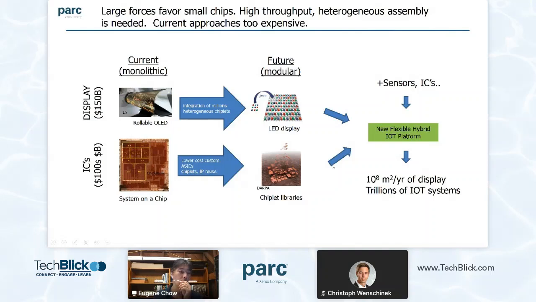And so the big vision, the big trends we see are eventual mergers of these technologies, where more and more sensors and computation are being integrated into this basic platform, which is composed of millions of LEDs. So it's kind of a flexible hybrid IoT platform, and a huge throughput is ultimately needed, right? Because right now, the display industry is 100 million square meters per year, and trillions of IoT devices are eventually needed. So technologies which really scale, like printing, are what we think are going to be needed eventually.